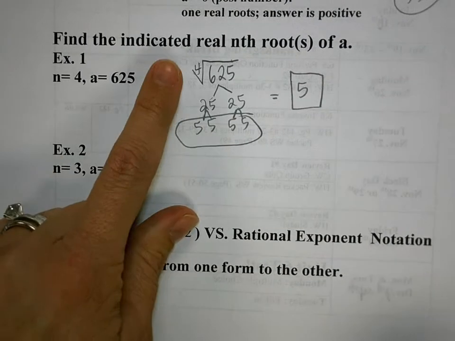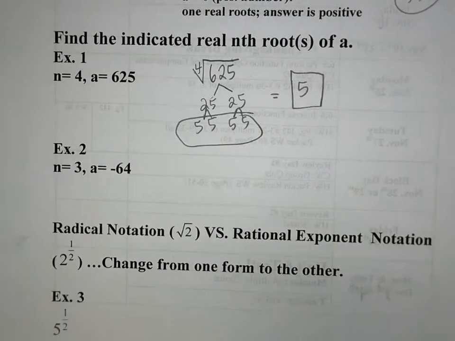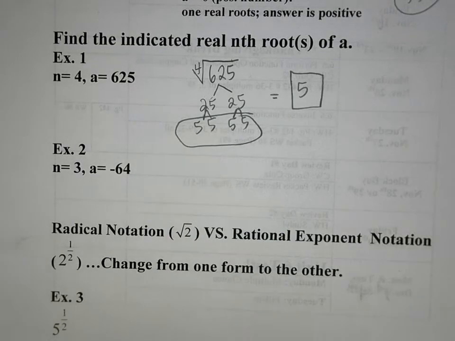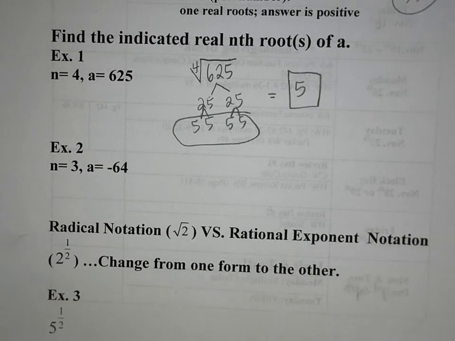There's nothing outside here. In order to make a group, you need 4 of them, but all those make one group, so they just make 1 5. Okay? All right, so how am I going to write example 2?